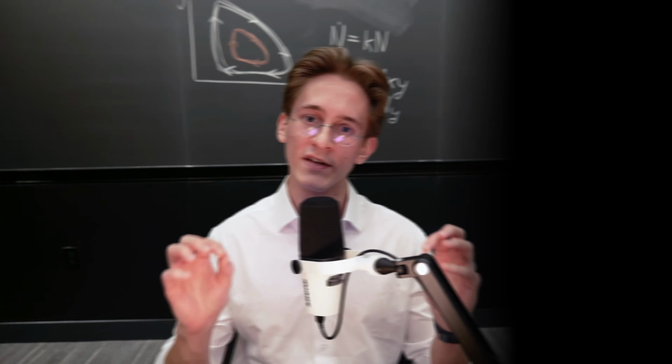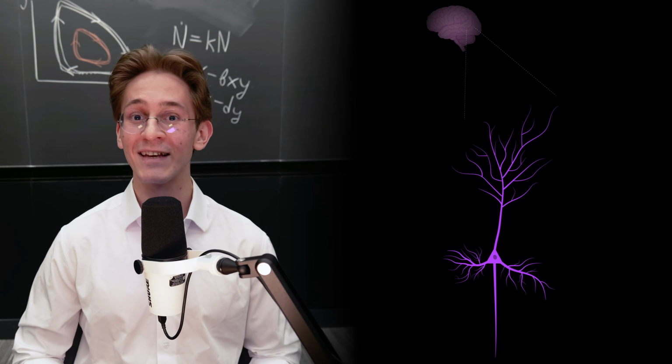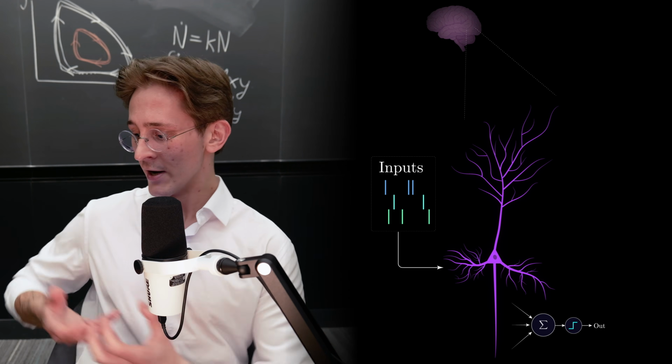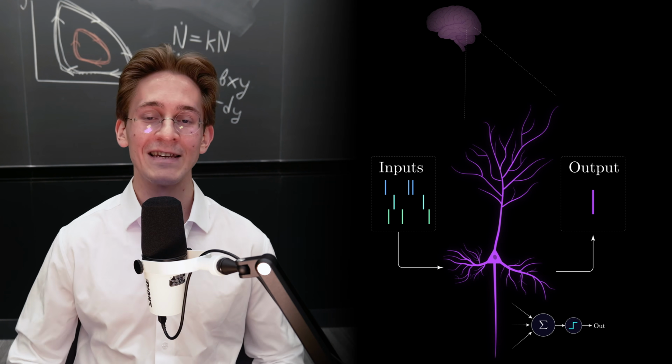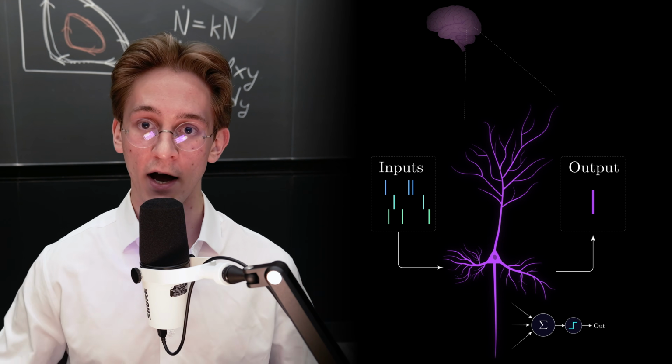Imagine zooming in on a single neuron in your brain. At first glance, it might seem like a simple device. It receives inputs, and if they're strong enough, it fires an output impulse. But this view misses one of the most fascinating aspects of neural behavior: its intricate dynamics in time.